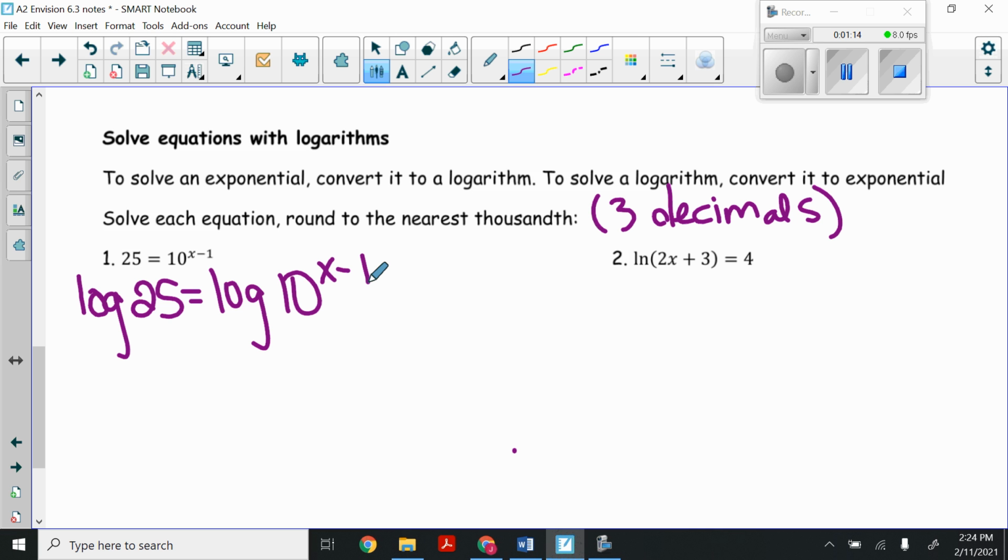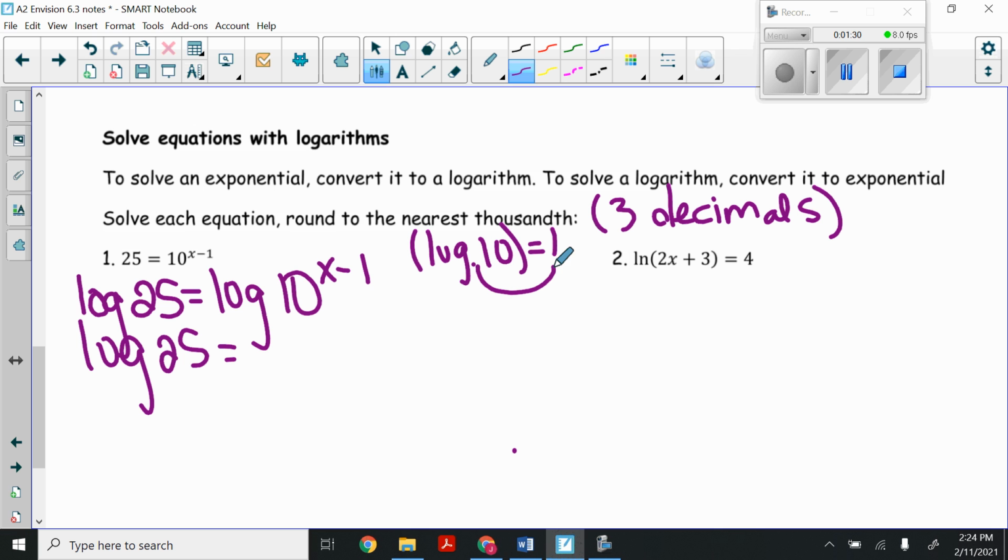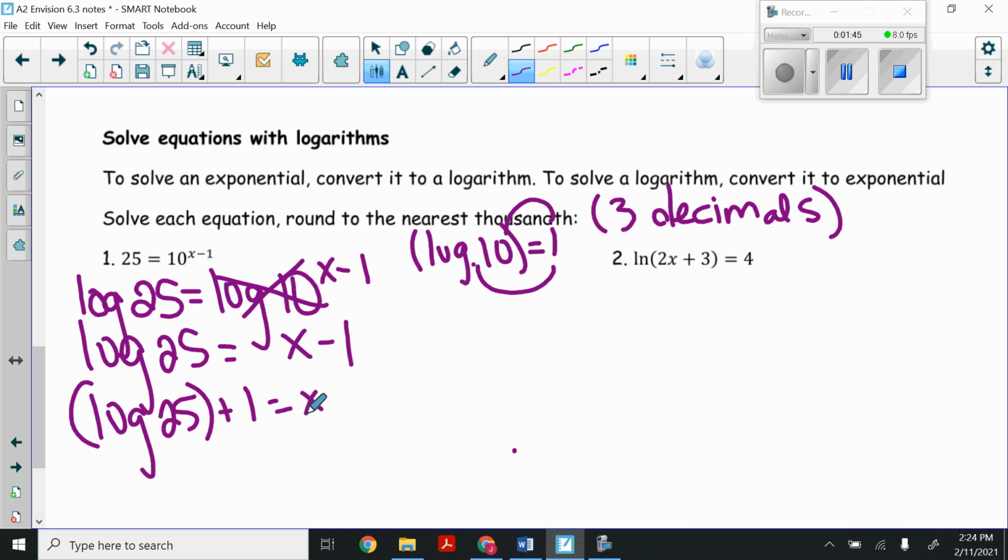Okay. So now on this side, I still have just the log of 25 equals over here. And again, we're using the common log, and we need to remember that log of 10 is equal to 1 because this is understood to be base 10. So 10 to the first power equals 10. So this whole thing is just equal to 1, so it goes away. Then all I'm left with on this side is x minus 1. So now add 1 to both sides. So I have log of 25 plus 1 equals x.